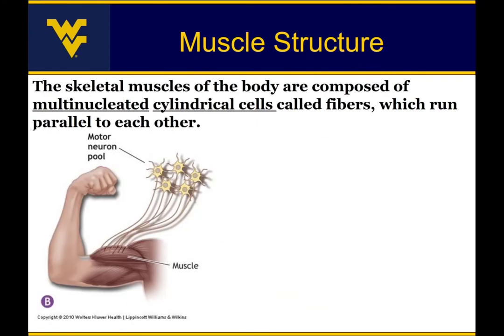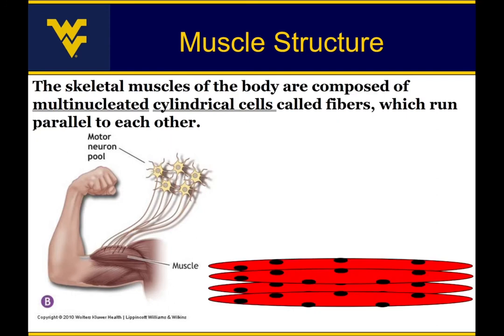The skeletal muscles of the body are composed of multinucleated cylindrical cells called fibers, which run parallel to each other. And if we take a look at this image of our biceps muscle, we can see the parallel arrangement of the fibers. We can also see the numerous motor nerves that innervate the skeletal muscle, the biceps muscle, to produce contractions.